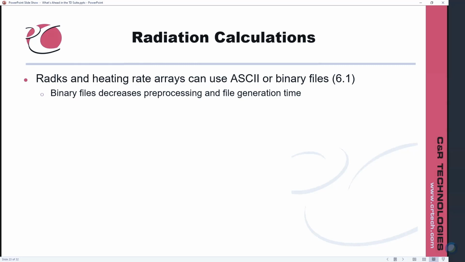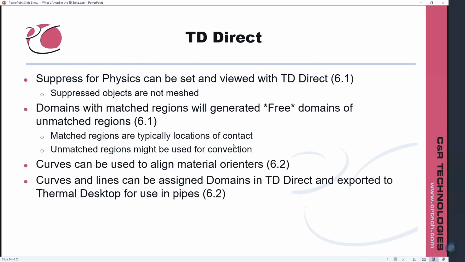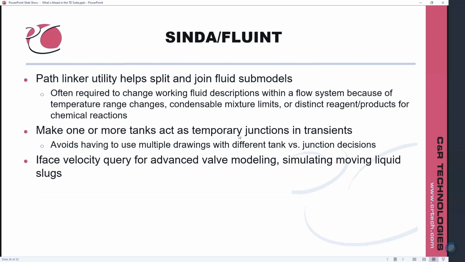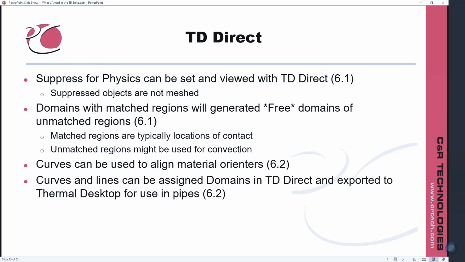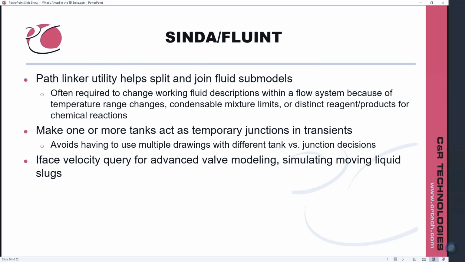Question, Doug? Yes. For the binary RADKs and heat rate files, will there be a way to read them and output contents as ASCII? So there will be an ASCII file that's written out so that you can see what was generated and take a look at them. But then Cinda would read the binaries and work with those specifically, so they can actually skip the whole pre-processing.